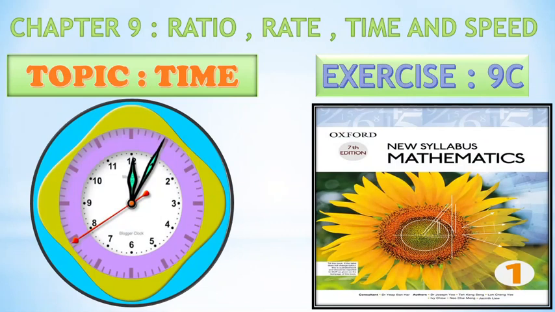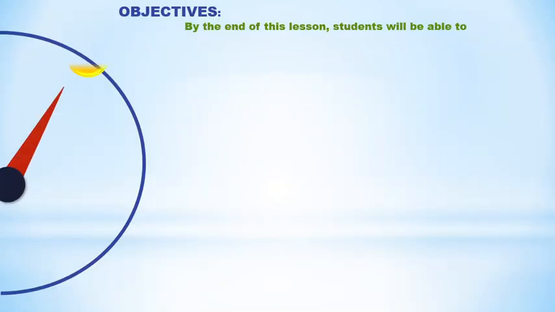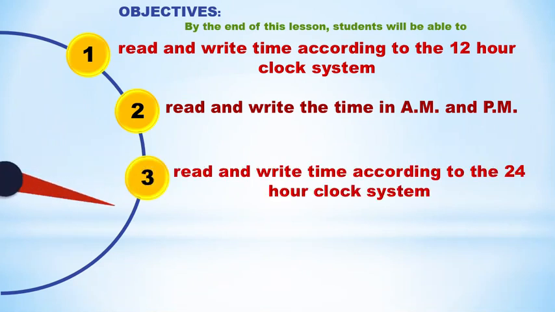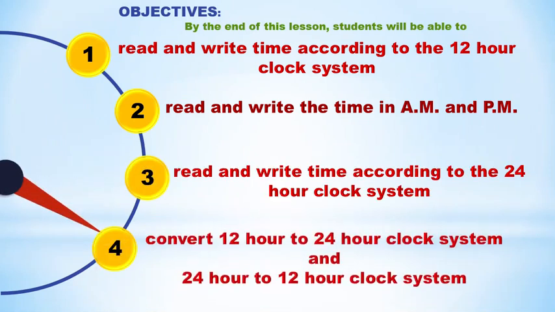Our today's topic is time from chapter 9 of mathematics book new syllabus D1. By the end of this lesson, you will be able to read and write time according to the 12-hour clock system and 24-hour clock system. You will also learn how to read and write the time in AM and PM. This lesson will also enable you to convert time from 12-hour to 24-hour clock system and 24-hour to 12-hour clock system.